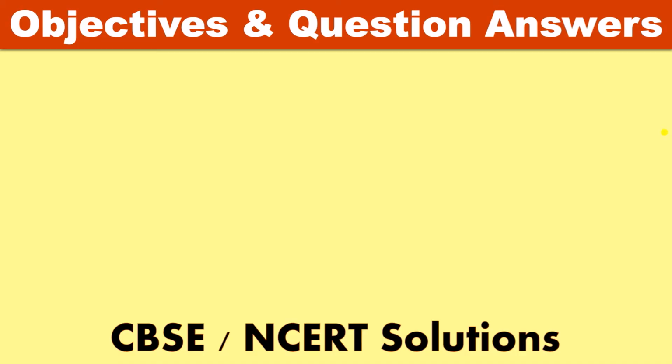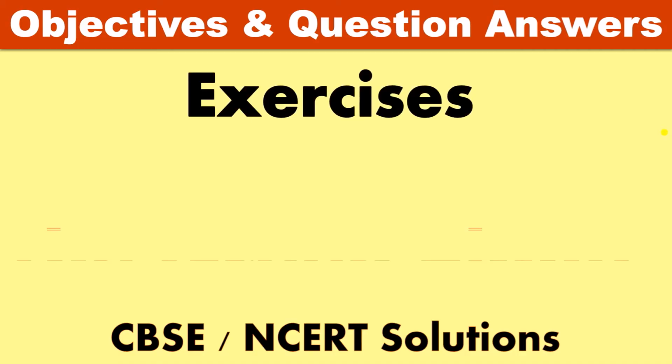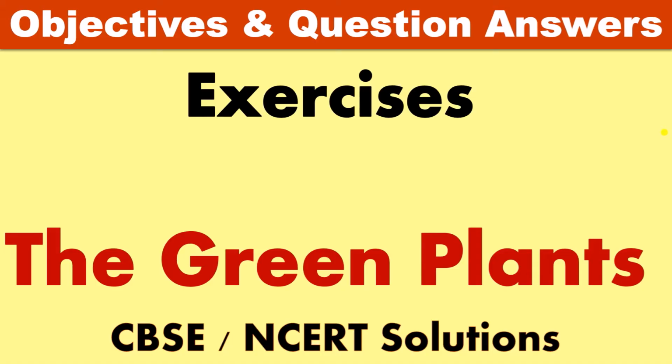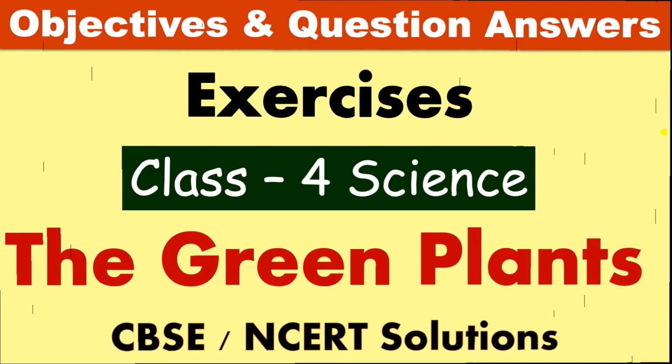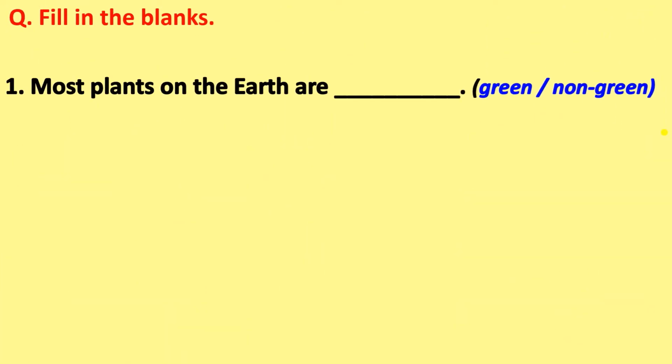Today, let us see the objectives and question answers of the lesson The Green Plants from Class 4 Science. Let's begin then. First is fill in the blanks. Number 1. Most plants on the earth are dash. You have options given here, green and non green. So you need to think about the answer. Most plants on the earth are green.